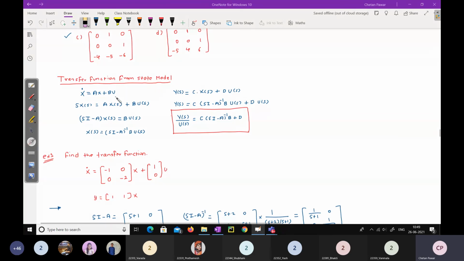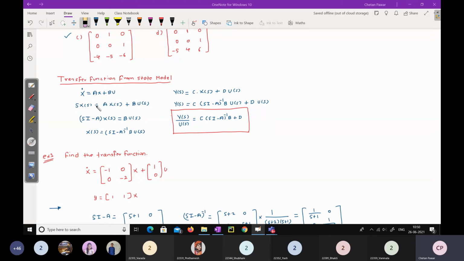So let us see. This is the input equation: x dot is equal to Ax plus Bu. Convert it into the Laplace transform. This x dot is the derivative of the state vector, so it becomes s into X(s), minus x(0).